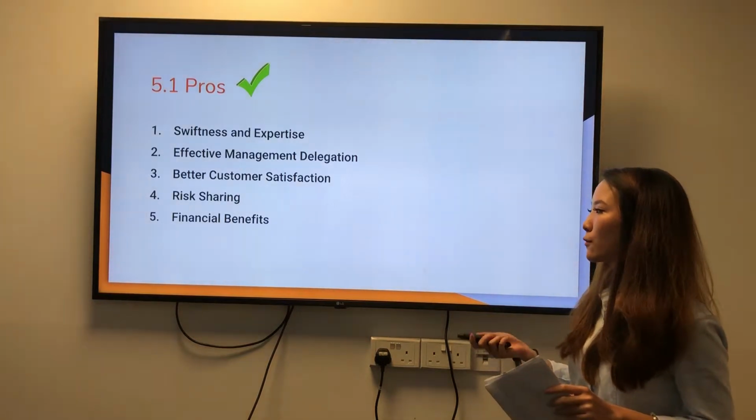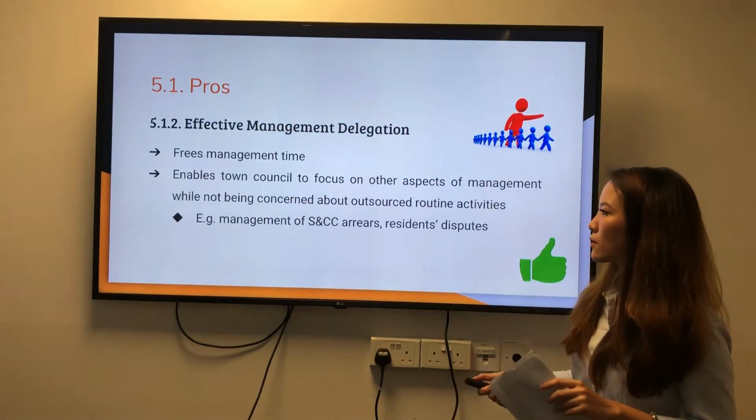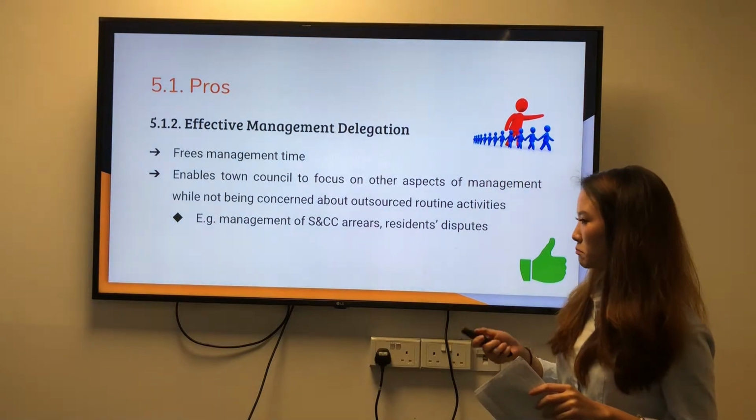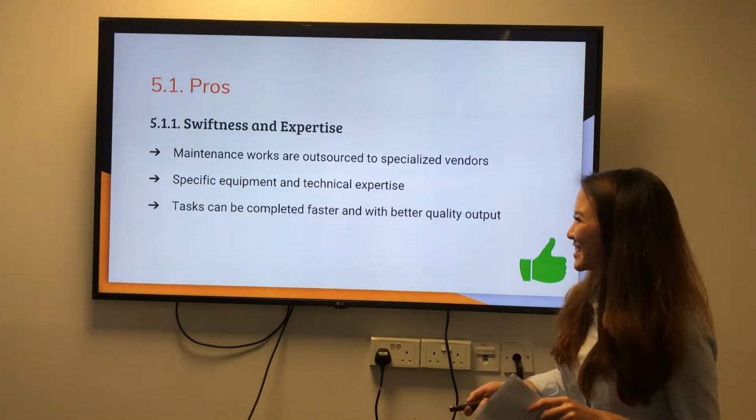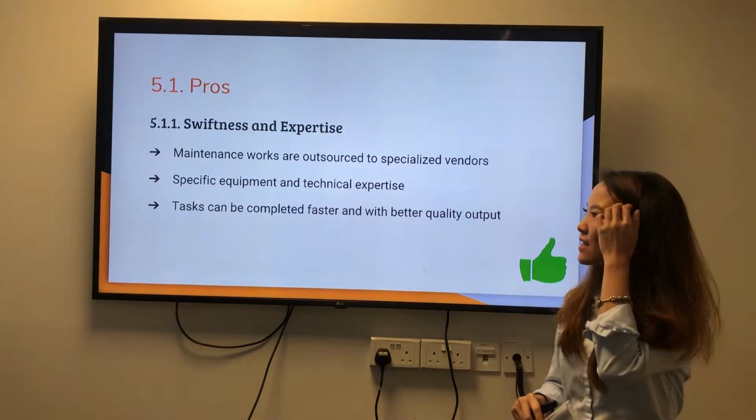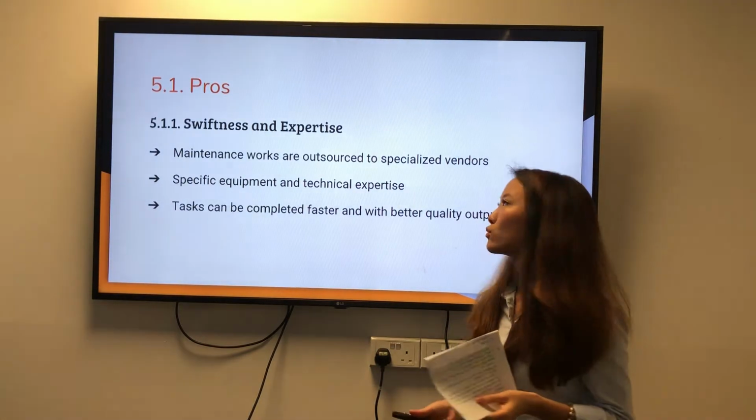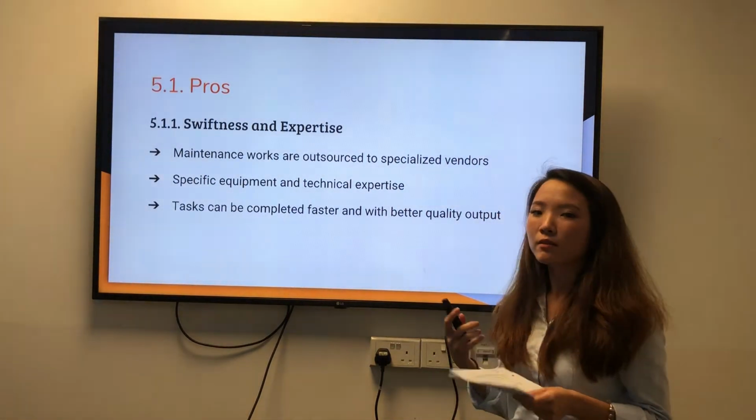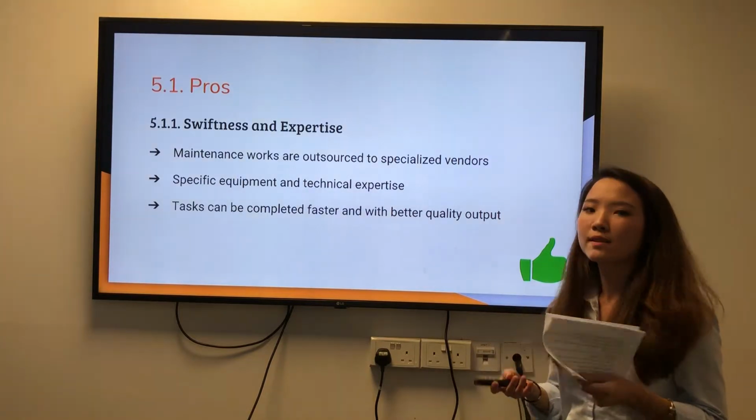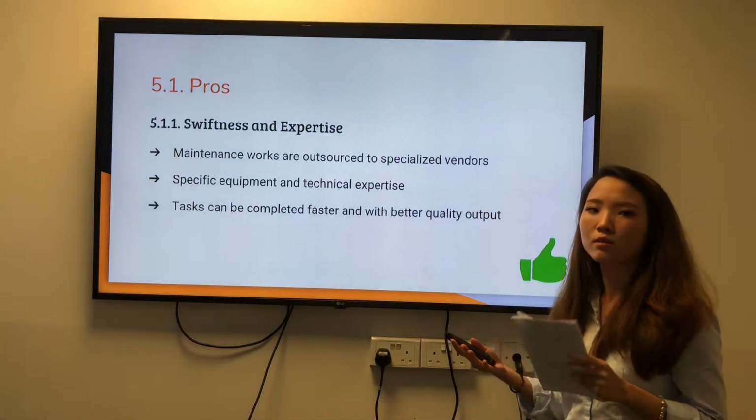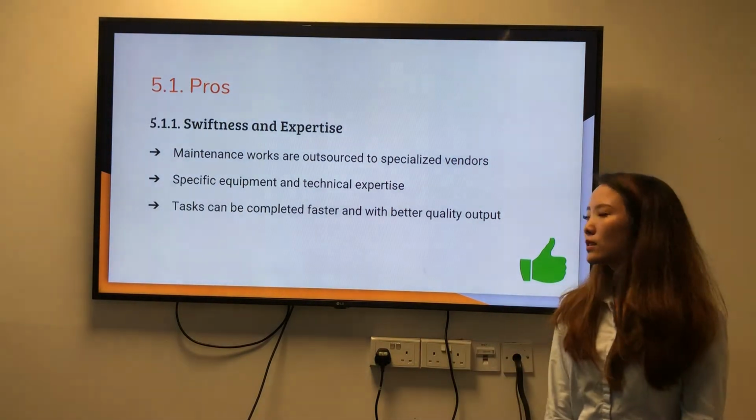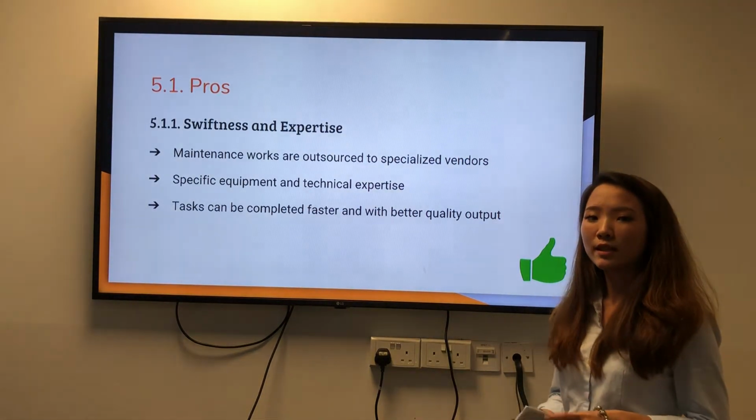So I'll be elaborating on 5 pros. First of all, it will be the swiftness and expertise. When the maintenance works are outsourced to outside vendors, of course they are more experienced and they have the technical expertise and equipment to deal with such issues. And also the task can usually be completed more efficiently and effectively.